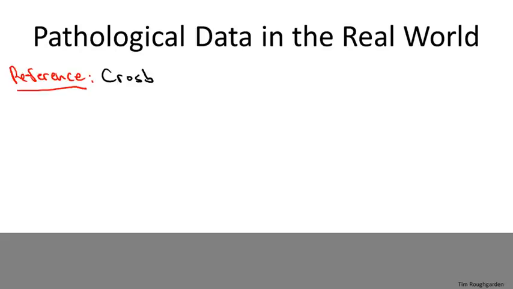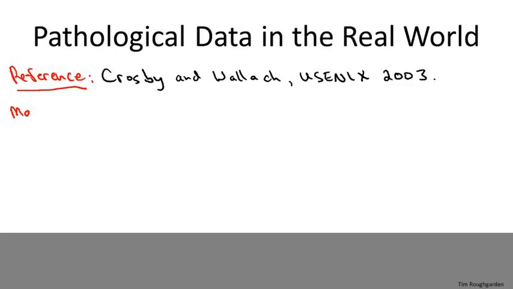The second point I want to make is that while these pathological data sets, of course, are not likely to arise just by random chance, sometimes you are concerned about somebody constructing a pathological data set for your hash function, for example, in a denial of service attack. There's a very clever illustration of exactly this point in a research paper from 2003 by Crosby and Wallach.